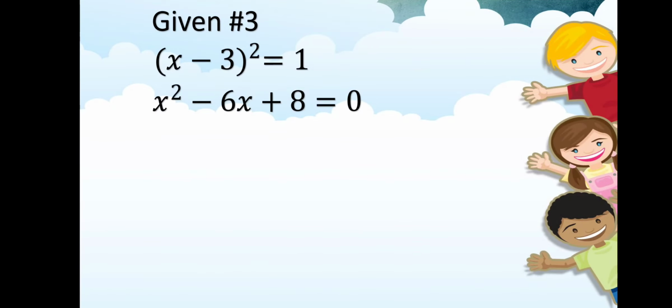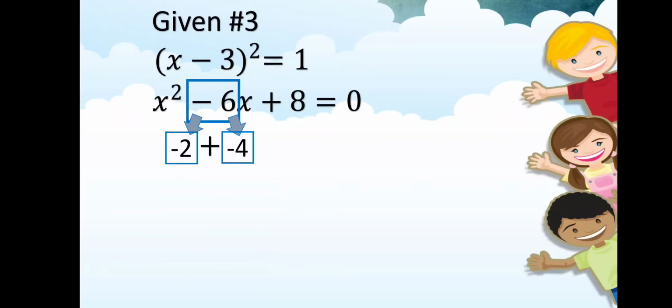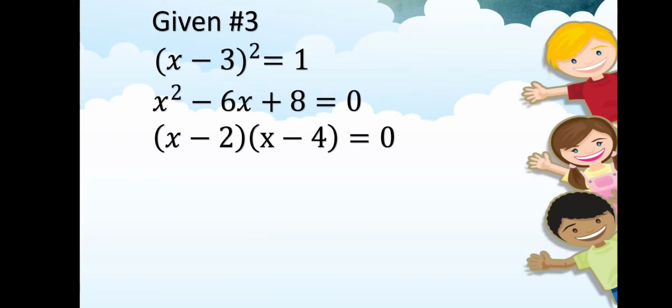Again, we have x squared minus 6x plus 8 is equal to 0. Let us find the factors of positive 8 and negative 6. So we have negative 2 and negative 4, because negative 2 times negative 4 is positive 8, and negative 2 plus negative 4 is negative 6. So we have x minus 2 times x minus 4 is equal to 0.